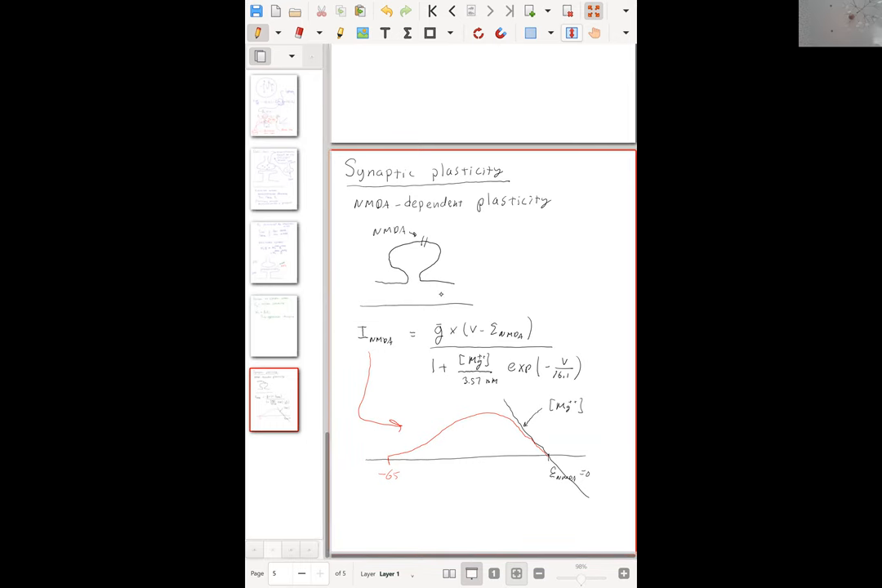Now what we're going to do is use this curve to infer how much calcium comes into the cell. Part of the current contains calcium, which is sort of a universal signaling molecule in the brain. And how much calcium comes in determines plasticity. When calcium comes in, the influx of calcium causes insertion or deletion of AMPA channels.